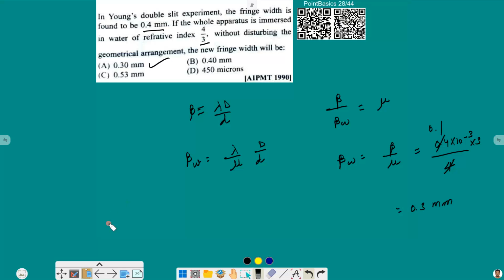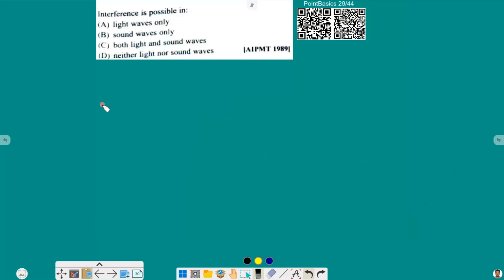Moving ahead. Interference is possible with light waves, sound waves, both light and sound waves, or neither. So interference can happen in both transverse waves and longitudinal waves, so both light and sound waves. Option C is the right answer here.